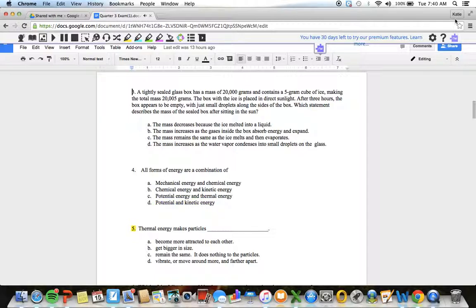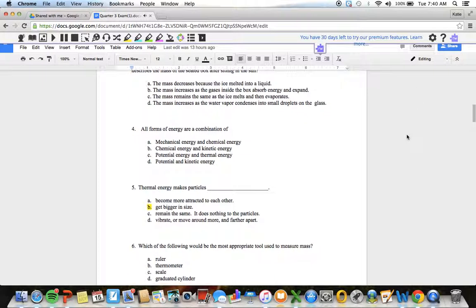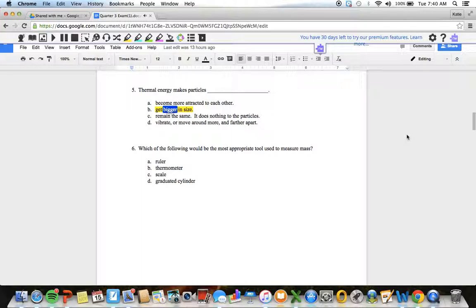5. Thermal energy makes particles A. Become more attracted to each other. B. Get bigger in size. C. Remain the same. It does nothing to the particles. D. Vibrate, or move around more, and farther apart.